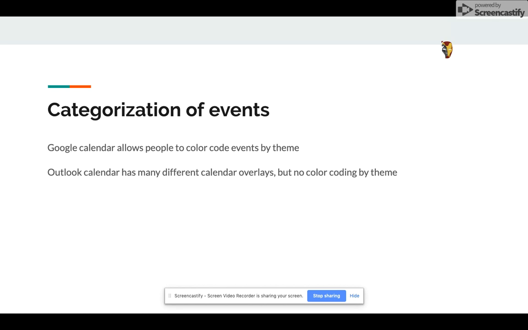Another cool feature that Google Calendar offers is categorization of events or calendars. And so I can color code things by calendar. So, for example, I have my personal calendar and it shows up with one color. Then I might have my work calendar, it shows up with a different color, and it's easily integrated into any calendar app. Outlook Calendar has a lot of different calendar overlays, so I can do calendars for a variety of different groups or a variety of different people. But I did not see where there was an opportunity to color code different events or different calendars by theme or by the group.